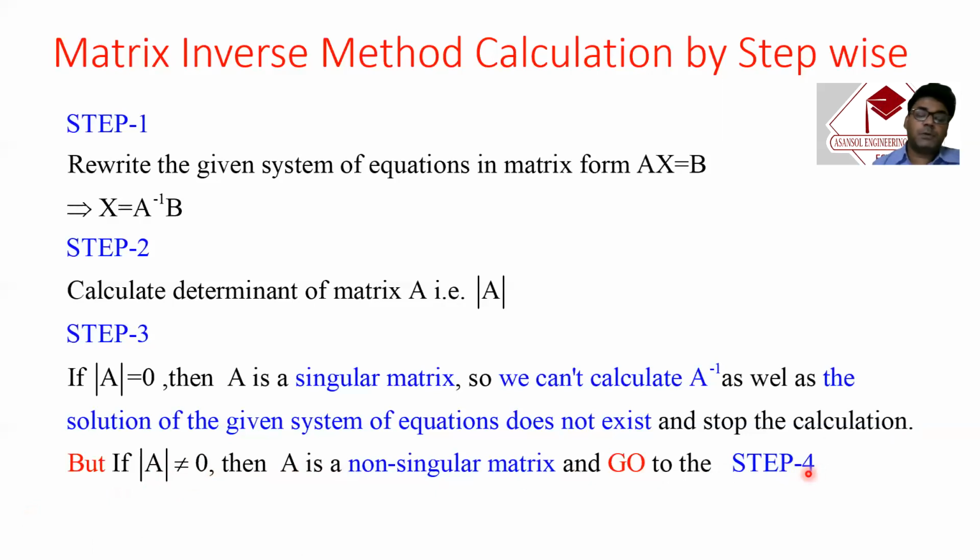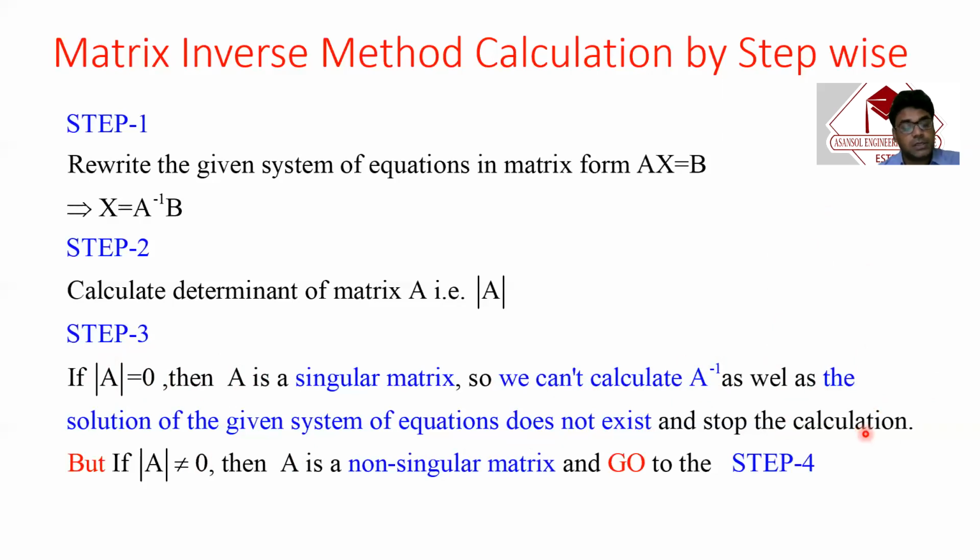Clear? I repeat once again. Step number 3 is very important. If determinant A is equal to 0, it means the coefficient matrix A is a singular matrix. It means we can't calculate A inverse, because to find A inverse we have a formula, adjoint A by det A. If det A is 0, then A inverse becomes undefined, so you can't calculate. So that's why the solution of the given system of equations does not exist, and stop the calculation.